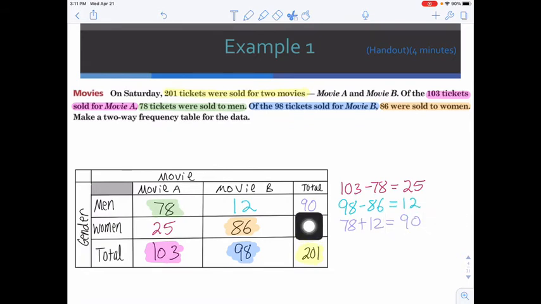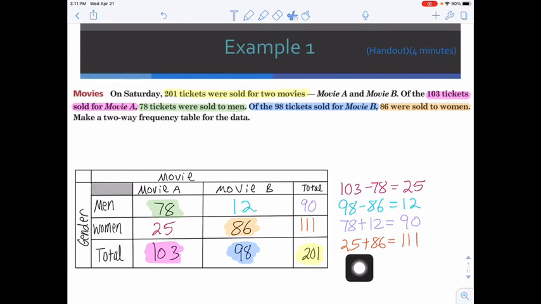Now to find the total number of men that went to either movie A or movie B, we can add 78 plus 12 to get a total of 90 men that went to the movies. We can also use this method to figure out the total number of women that went to the movies. We had 25 women that went to movie A, 86 women that went to movie B, so 25 plus 86 will give us a total of 111 women.